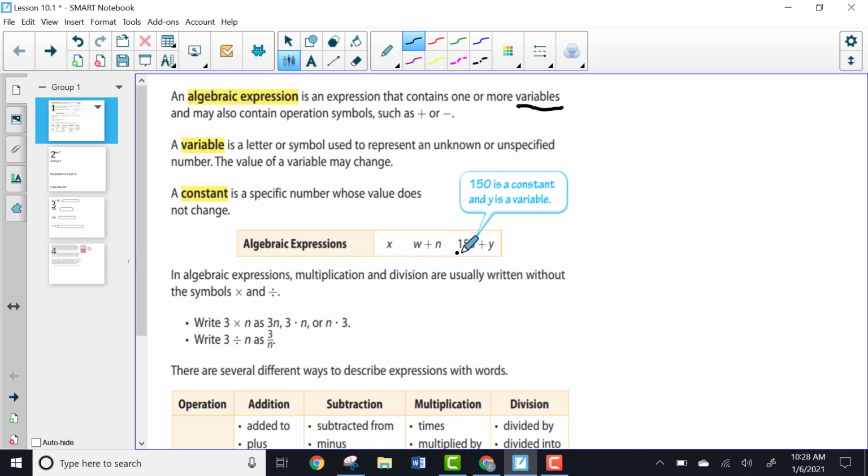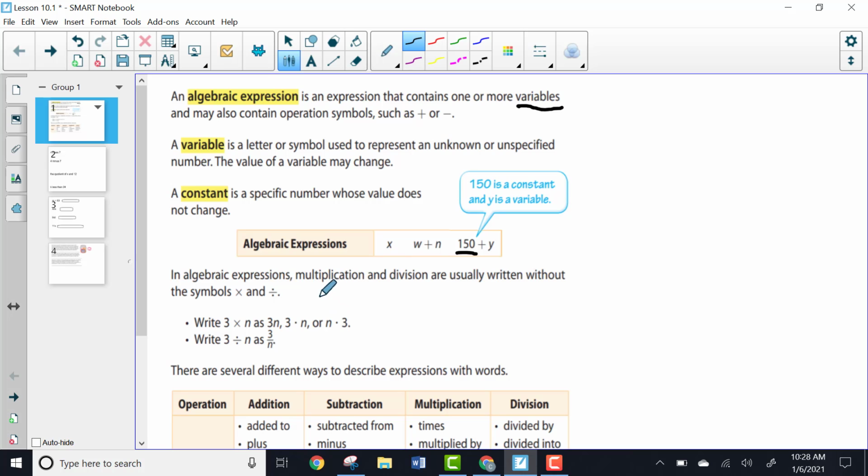For example, 150 is not going to change. The number 150 equals 150 no matter if it's sunny, if it's snowy, if it's a Tuesday, if it's a Wednesday, it's 150. So think about this algebraic expression: it has one or more variables, and it has our operation symbol as well.